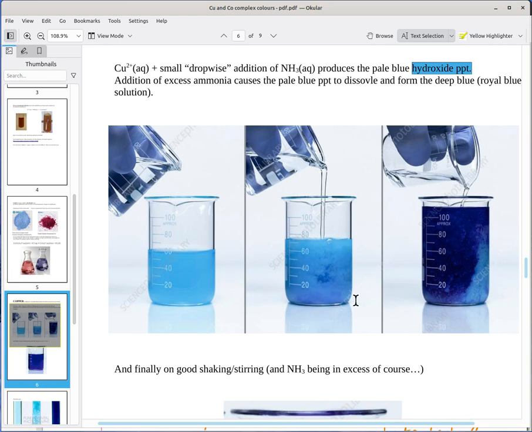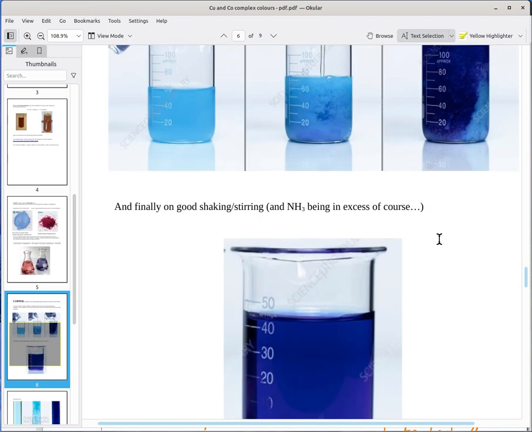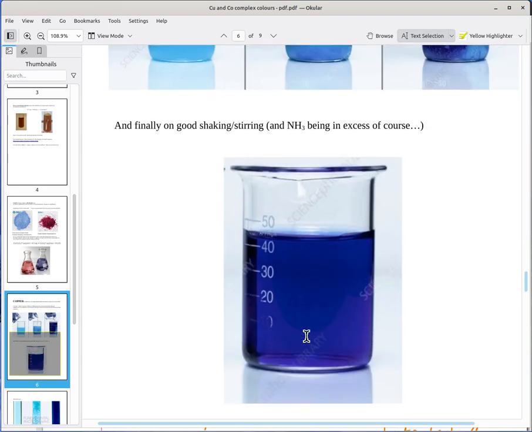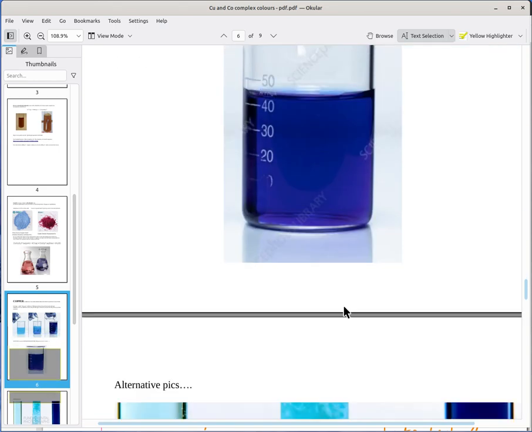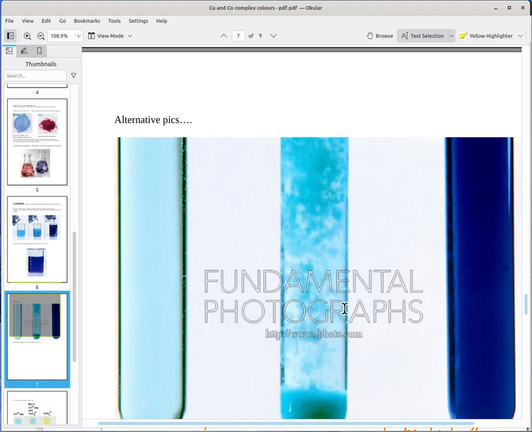And in the case of ammonia, if we keep on adding ammonia, eventually the concentration of ammonia gets so big it will displace any hydroxide that was formed, and we get this deep blue solution, royal blue solution. And here's all the precipitate gone away now. You can see it's a beautiful color. It looks even better in person when you see it right in front of you. It's quite an attractive color.